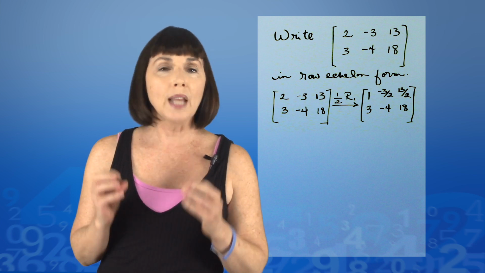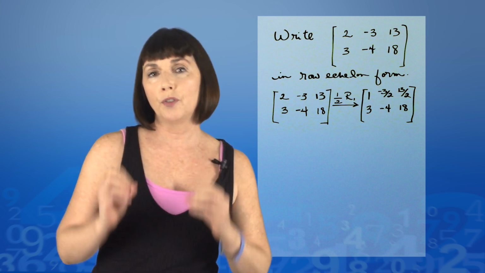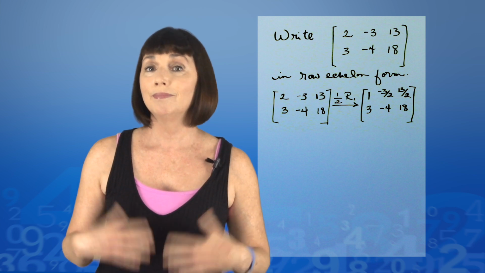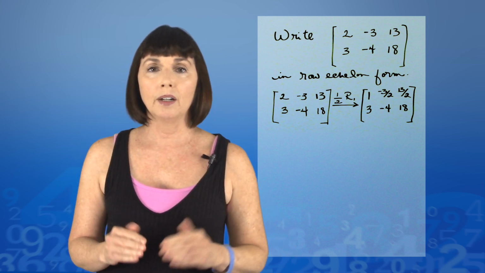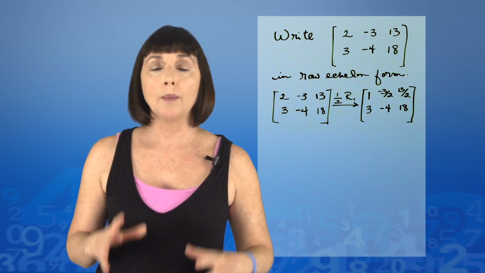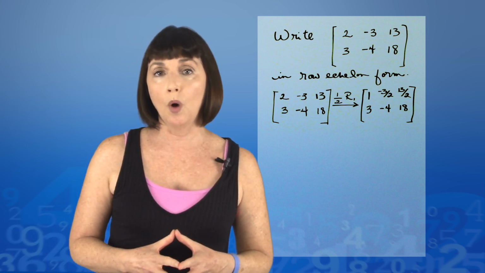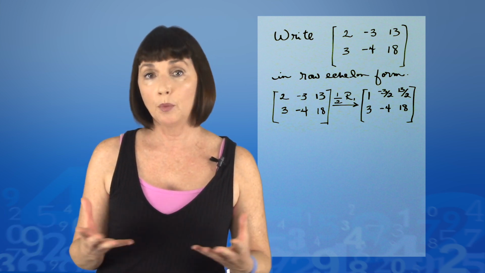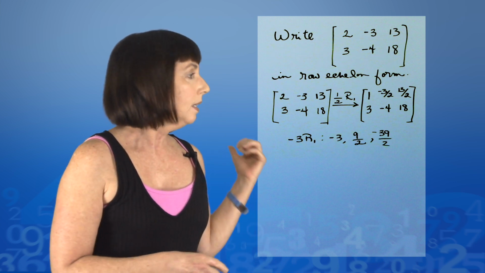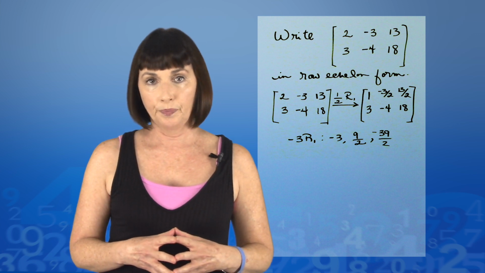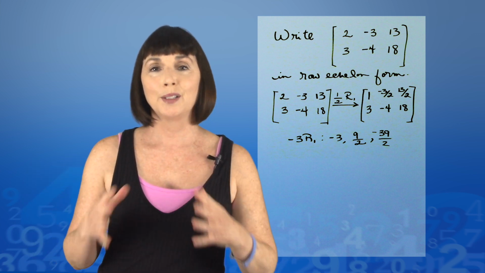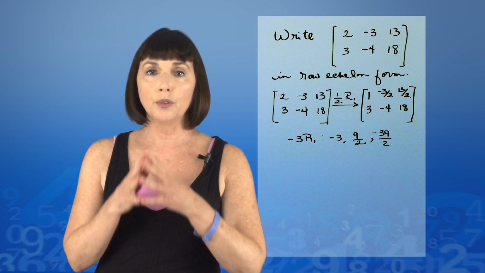All right, so now what I want to do is make that first element in row 2 a 0. So let's take a little sidestep here and look at what happens if I multiply all the elements in row 1 by -3. That would give me in row 1, -3, 9 over 2, and -39 over 2. Okay, now going back to our matrix, let's do this.